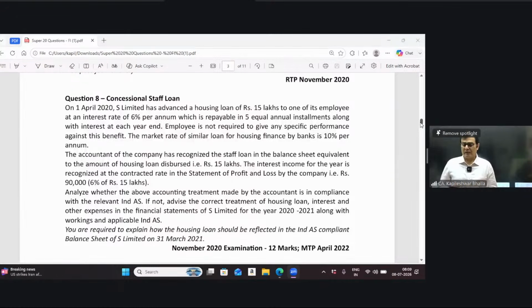You're required to explain how the housing loan should be reflected in the Ind AS compliant balance sheet on March 21. I think once you read the facts of the case, you will immediately get the feel that yes, we are looking in terms of a prepaid staff cost. I think let's begin the journey. So question number 8.